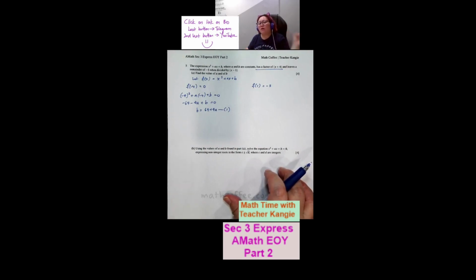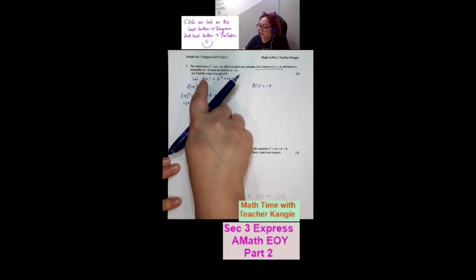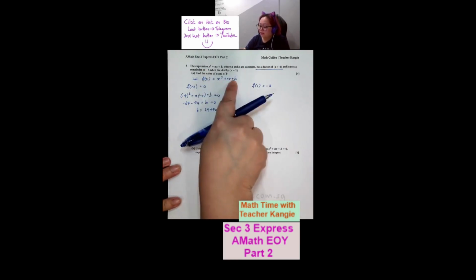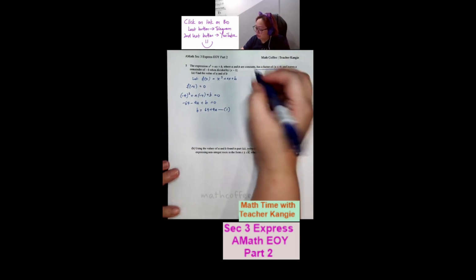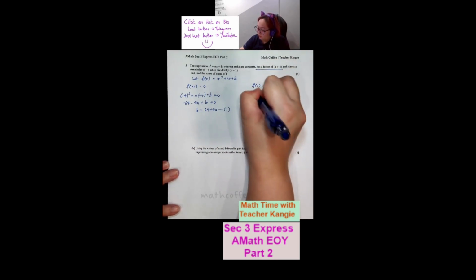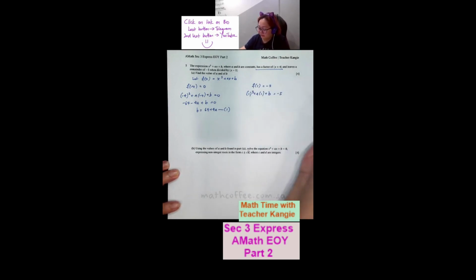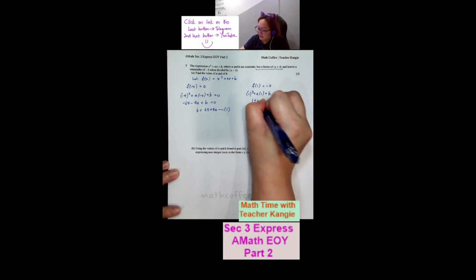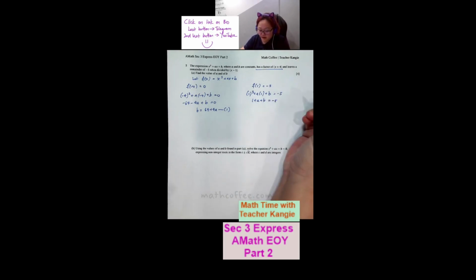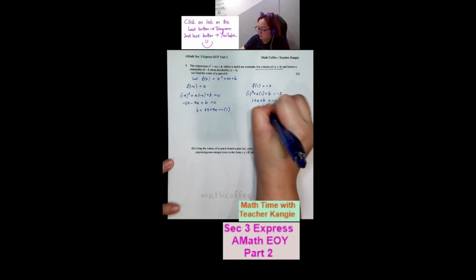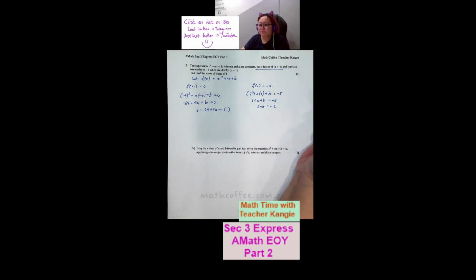Okay, so now let's move on to find the second equation. So f(1) means, again referring to your f(x), replace all the x to become 1. So it becomes 1 cubed plus a times 1 plus b equals negative 5. So 1 plus a plus b equals negative 5. So I have my a plus b equals minus 6.